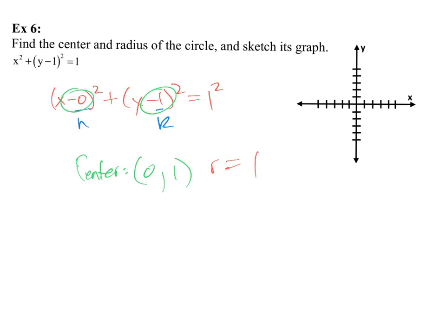Graphing the equation, I start at the center, (0, 1), and then my radius is 1, so I go up 1, down 1, left 1, right 1, and then graph your circle. All right, that's all there is to it. All right, now begin your assignment at the bottom of the web page. Make sure to answer, or ask questions if you have any.